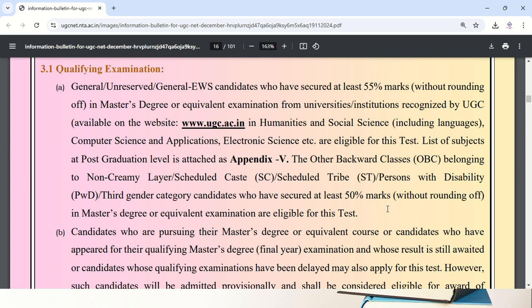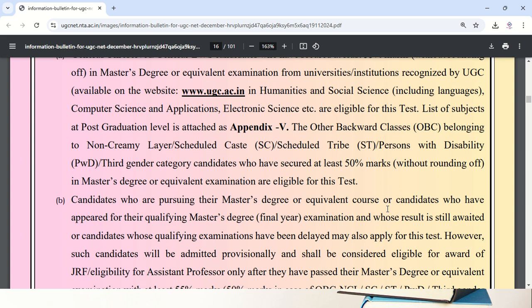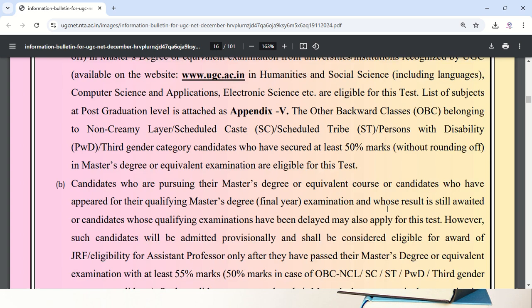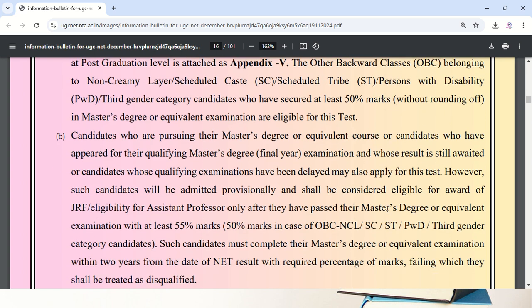And for the second thing they are telling: the first criteria they told depends upon the category, how much mark you need to possess. For the second one, the persons who are in the second year or final semester, their information is provided here, so you can attend the examination. A candidate who appeared for the qualifying master degree final year examination, whose result is still awaited, or even if the result is delayed, can also appear for the examination.